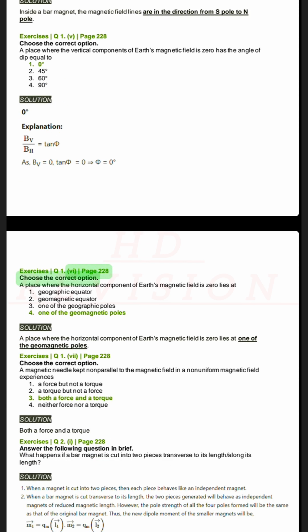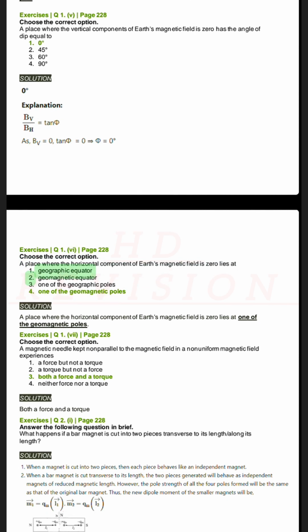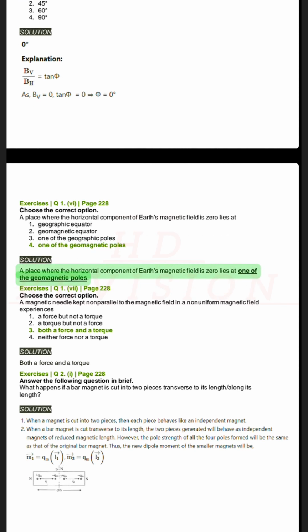Exercises, Q1, V, page 228. Choose the correct option. A place where the horizontal component of Earth's magnetic field is 0 lies at 1, geographic equator, 2, geomagnetic equator, 3, one of the geographic poles, 4, one of the geomagnetic poles. Solution. A place where the horizontal component of Earth's magnetic field is 0 lies at one of the geomagnetic poles.